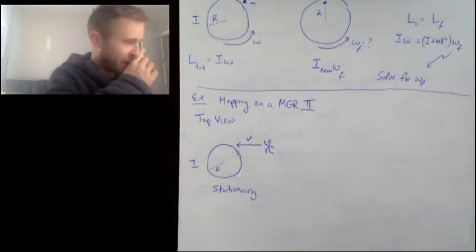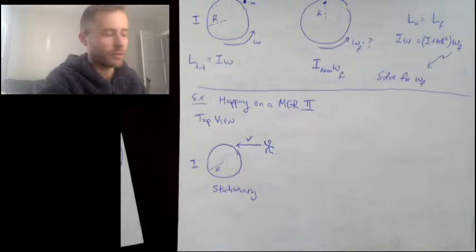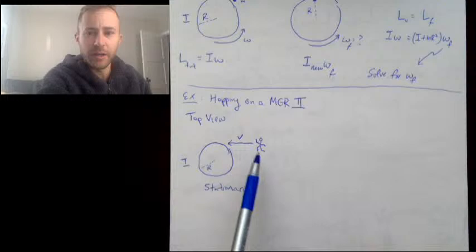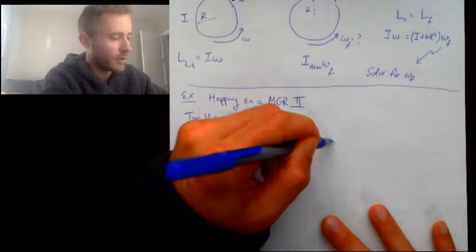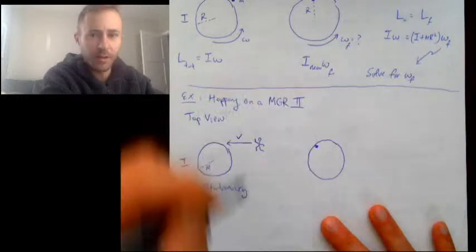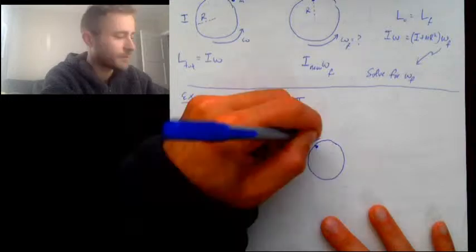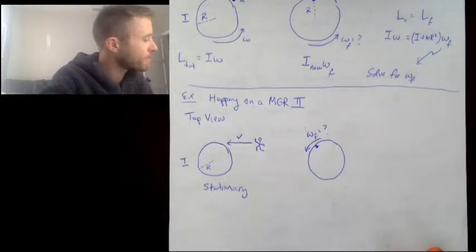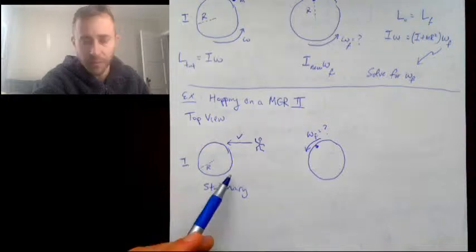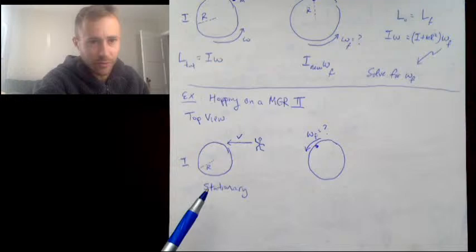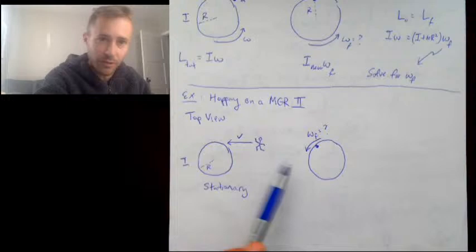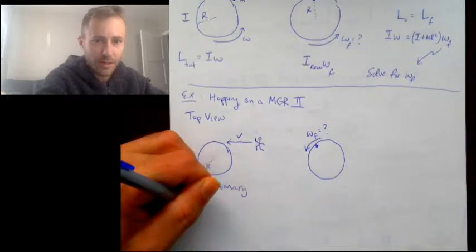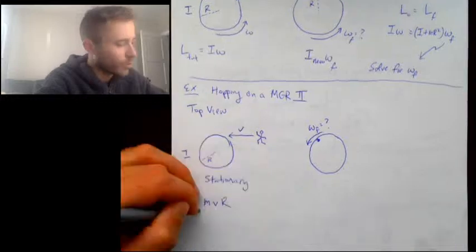So I'm going to go back to this example. So the person is running towards the merry-go-round, and then they hop on the merry-go-round. So now they hop on, and the merry-go-round starts to spin. And we want to know what is the final angular velocity of that. So if we think about our initial angular momentum, there is no angular momentum from the merry-go-round itself. It's only from this person who is running. They're not spinning, they're orbiting the merry-go-round. So my initial angular momentum is mvr. Okay, so this is the orbital angular momentum of the person.